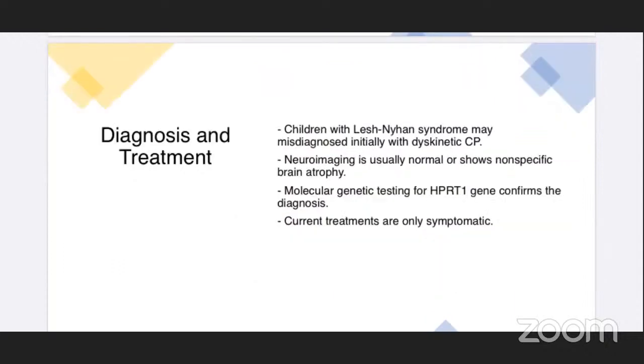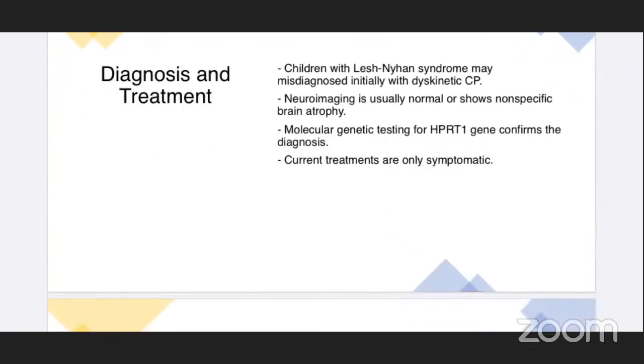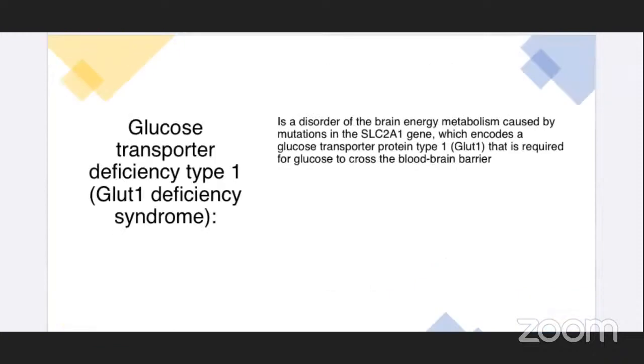A disorder of the brain caused by a mutation in the SLC2A1 gene, which encodes the glucose transporter protein type 1 that is required for glucose to cross the blood-brain barrier. So we have two phenotypes here, the classic phenotype and the non-classic phenotype.